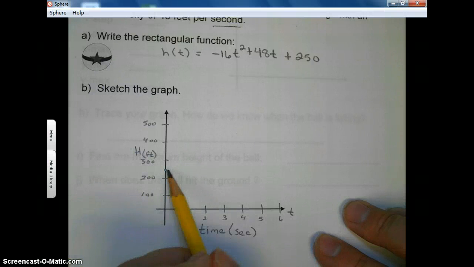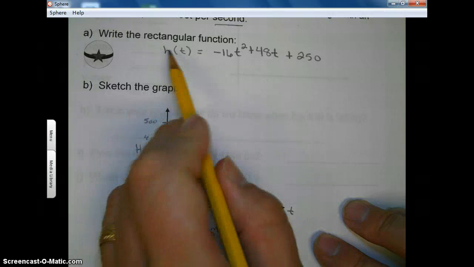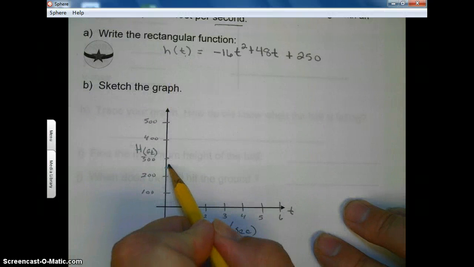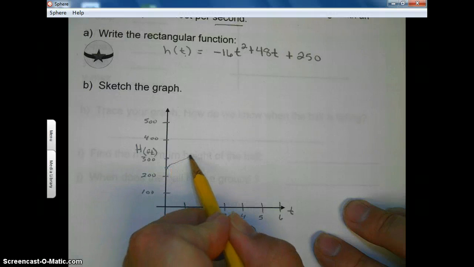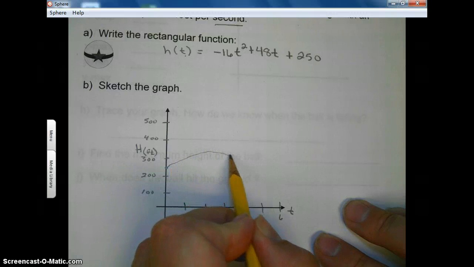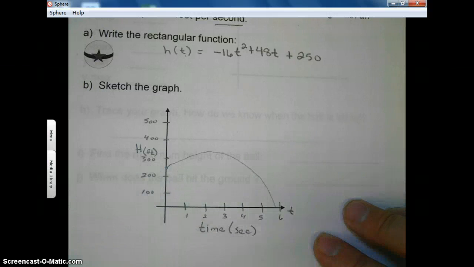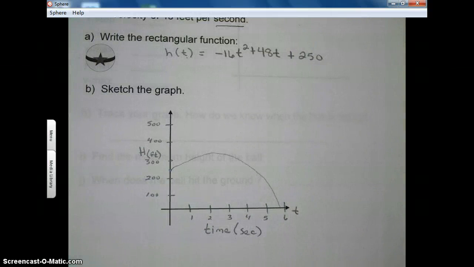This is not necessarily the path of the ball. Remember, this is the height of the ball in regards to time. So the height of the ball is going to increase, and then decrease. Something like that. Just sketching what I think that might look like.